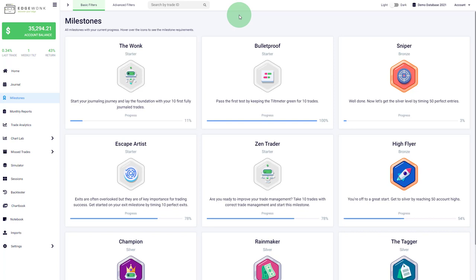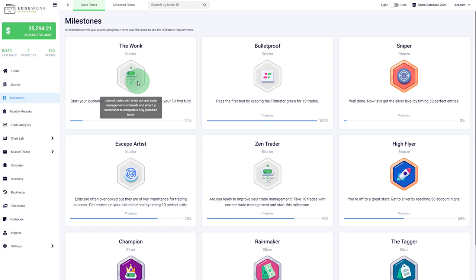Each milestone was designed to encourage a specific trading skill and to help you achieve your next trading goal. So let me walk you through it. We are starting with the Wonk, which is the most basic milestone. The Wonk milestone encourages you to keep using your Edgewonk journal.